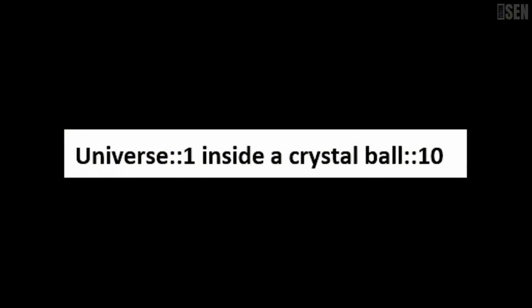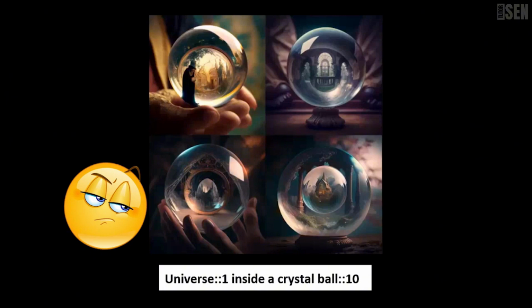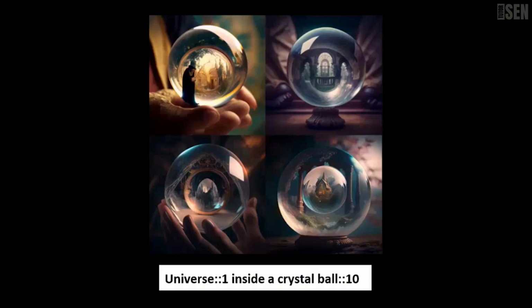Here is the prompt. Universe, double colon 1, inside a crystal ball, double colon 10. So we are basically telling AI that inside a crystal ball is 10 times as important as the universe. And we get this. Notice how in every image, the universe, the world, is inside the crystal ball every time. Yes, and one of them came out really weird, a hand with 7 fingers, and we probably wouldn't use that one. You know, sometimes AI will give you random and crazy images like that.